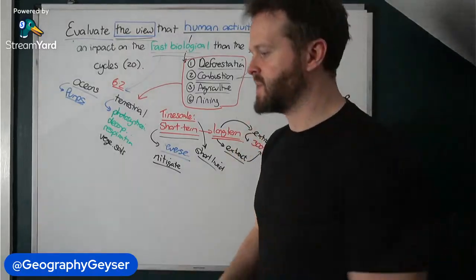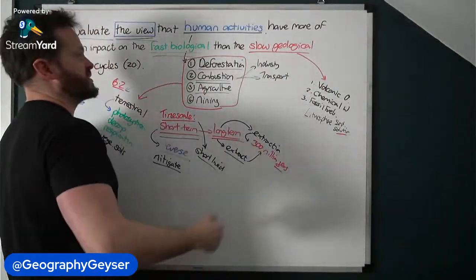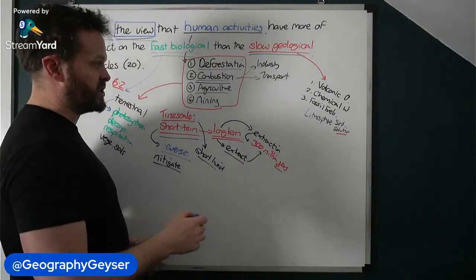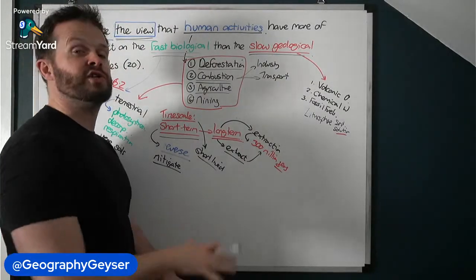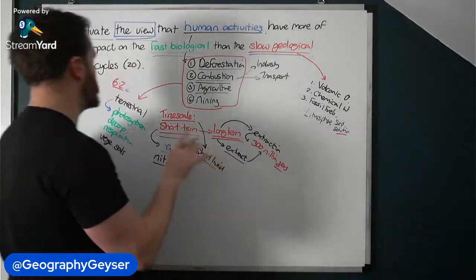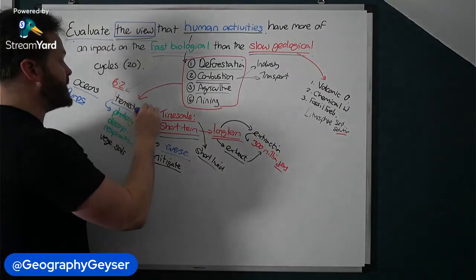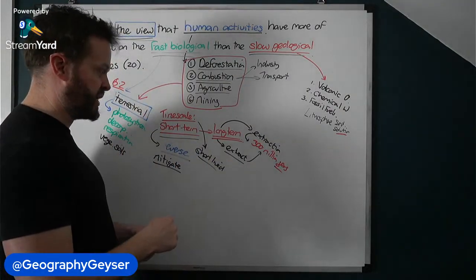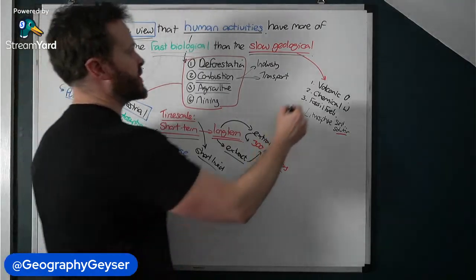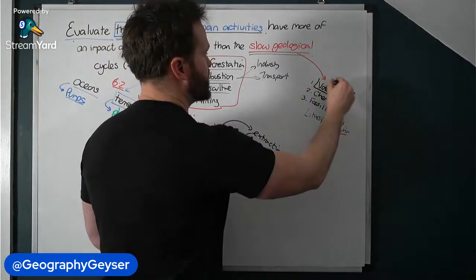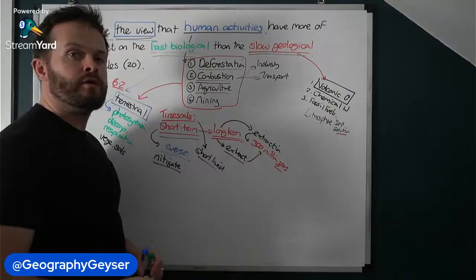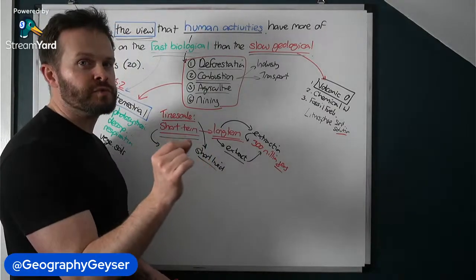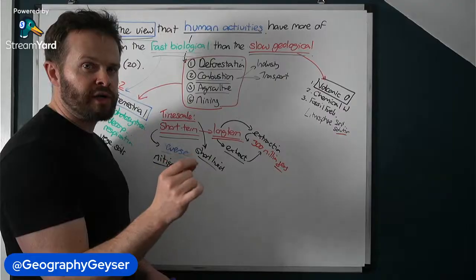Then you can start to get a little bit more technical and think, right, there are some elements of the slow geological cycle where we're absolutely not impacting it, whereas we are impacting every single element of the fast biological cycle. So you can go through that. Volcanic outgassing, we aren't really impacting. Or certainly to a smaller degree.